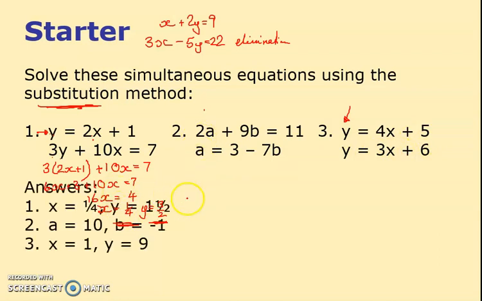Here's the answers anyway. A quarter and 1.5. I've got that right at least. 10 and minus 1. Hopefully you've got that right. And 3 is x equals 1 and y equals 9. If you didn't get them right, go back and check them. Do them again. Get the right answers.